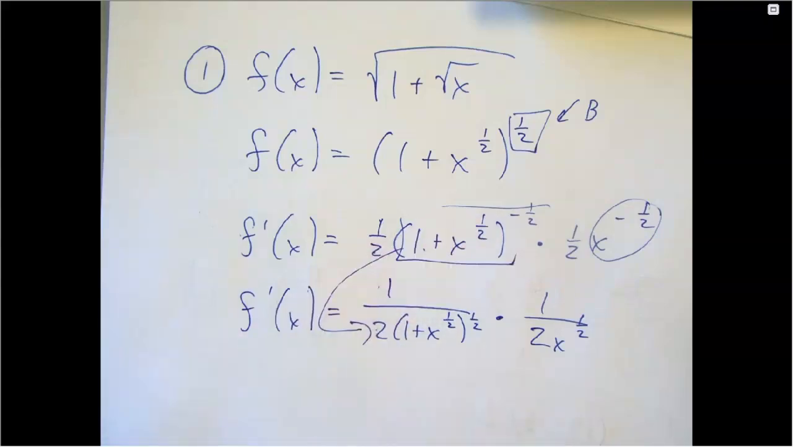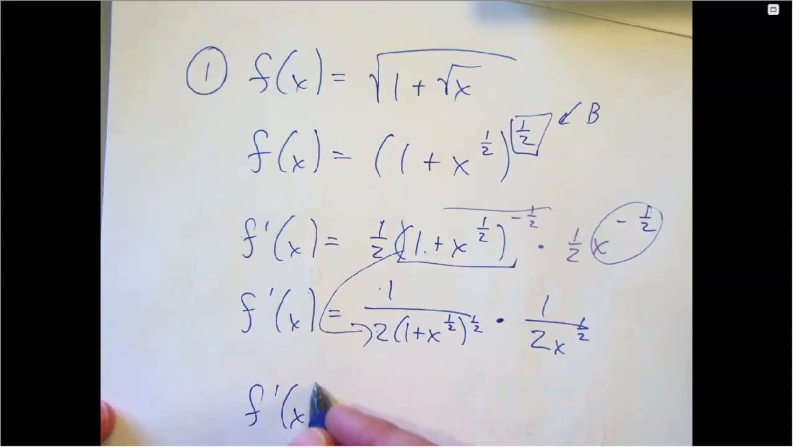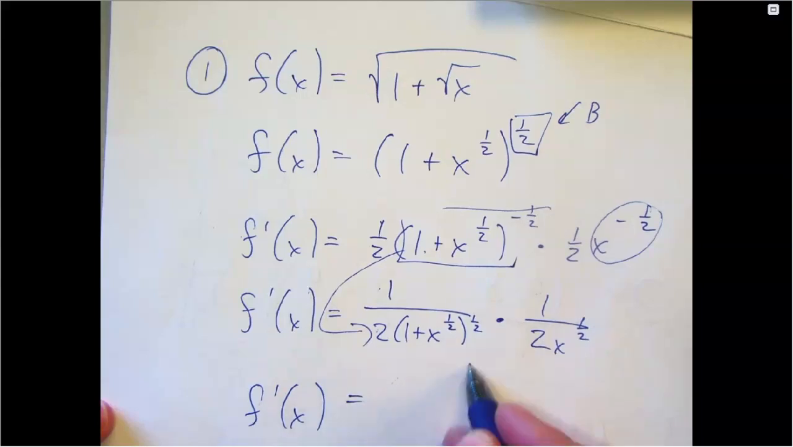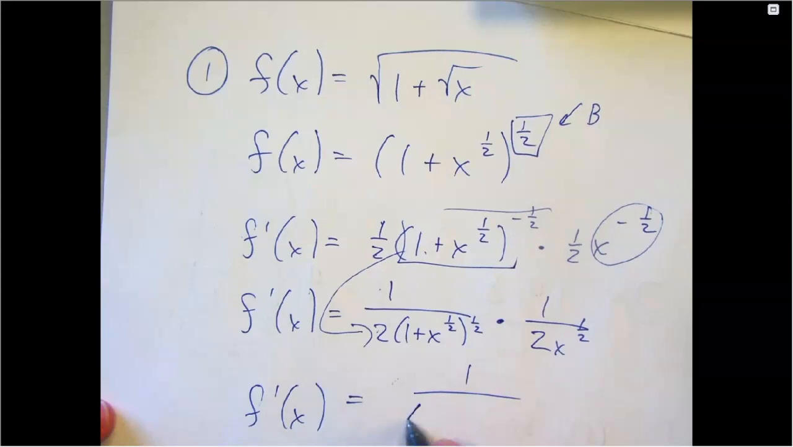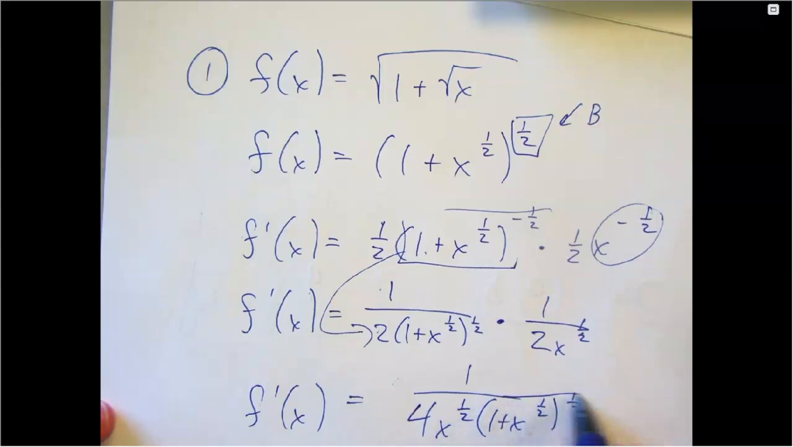Just looking at their answers, there are no negative exponents, so this must want me to get rid of those. And then I'm going to multiply across here. So 1 times 1 on top is 1. The bottom, we get 2 times 2 is 4. Then we've got the x to the 1 half. And then we've got the (1 plus x to the 1 half) to the 1 half.